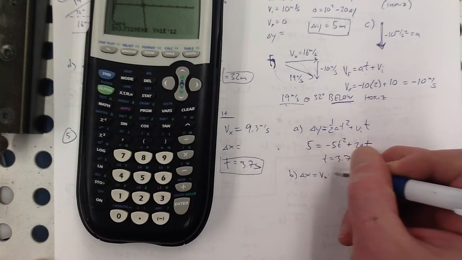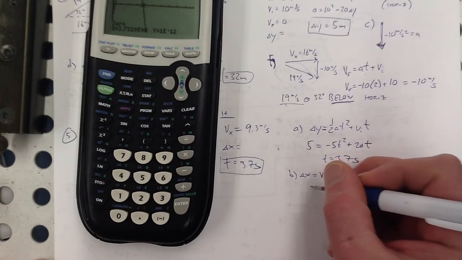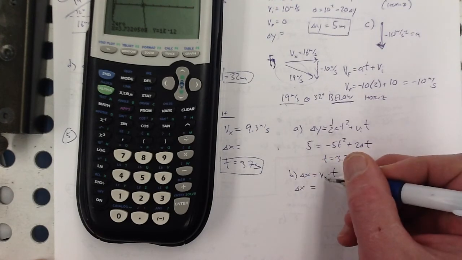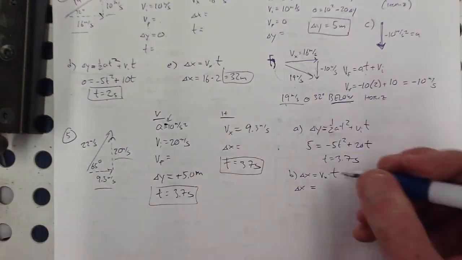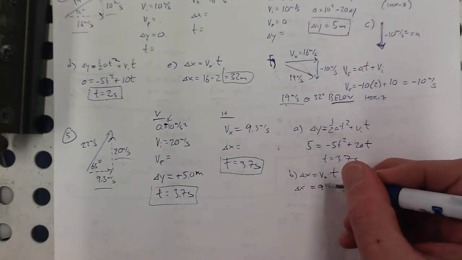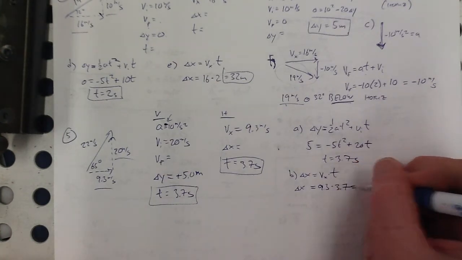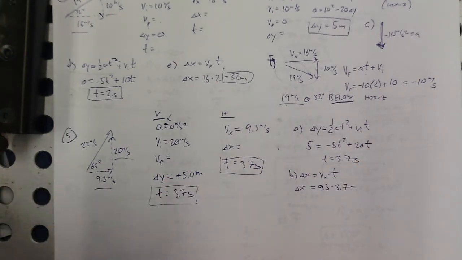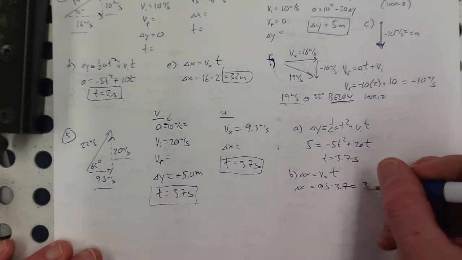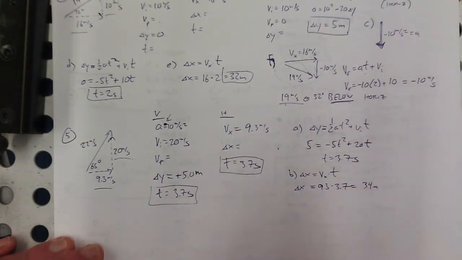That's equal to vx times time. The vx is 9.3, and the time is 3.7. About 34 meters, rounded to 2 significant digits.